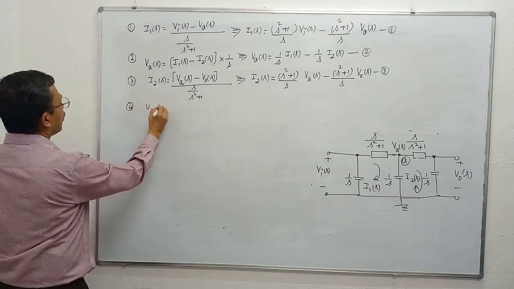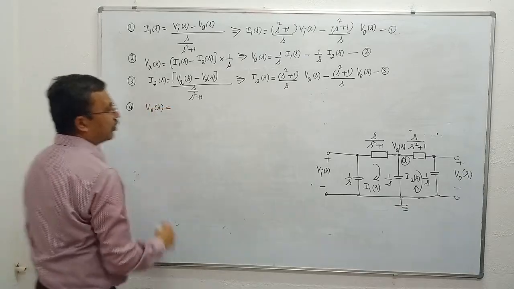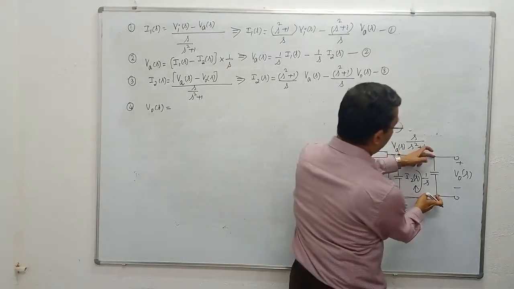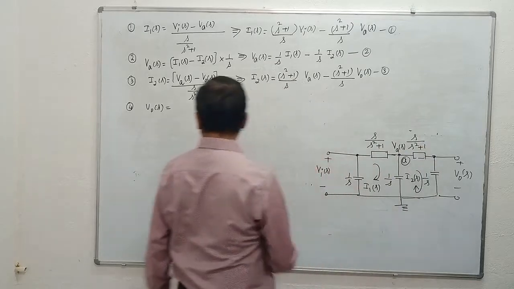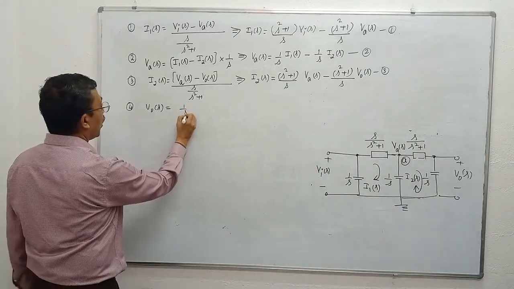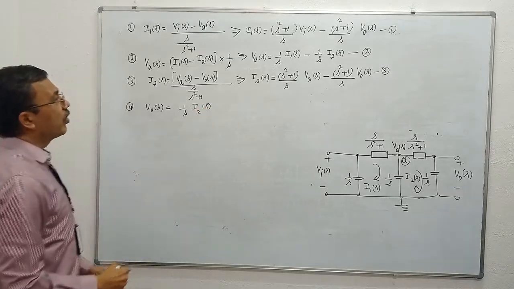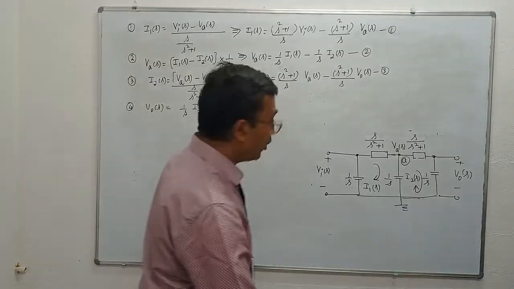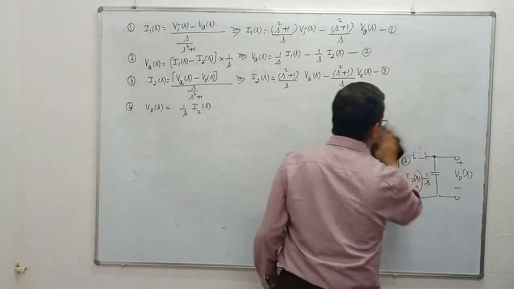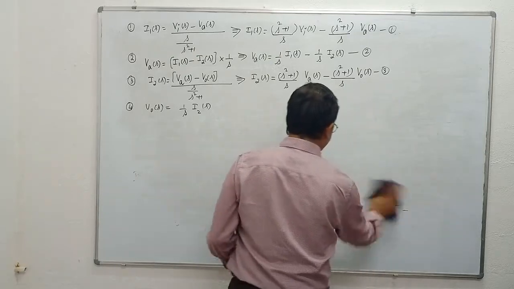What is V0 of S? V0 of S is the voltage drop across this branch. So V0 of S is equal to 1 by S into I2 of S. Now we have got the relevant equations. Using these equations, I draw the signal flow graph.